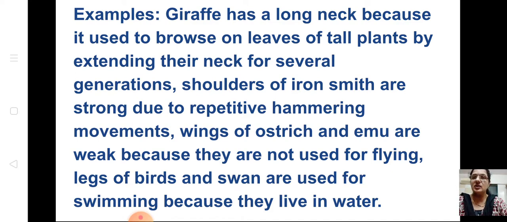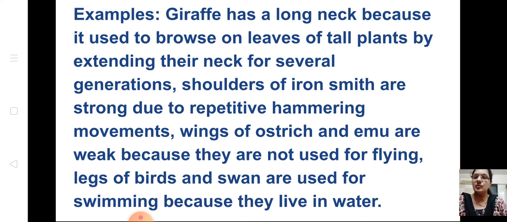Wings of ostrich and emu are weak because they are not used for flying. This is due to the laziness of the organs. They are not using their wings, so they have become weak.